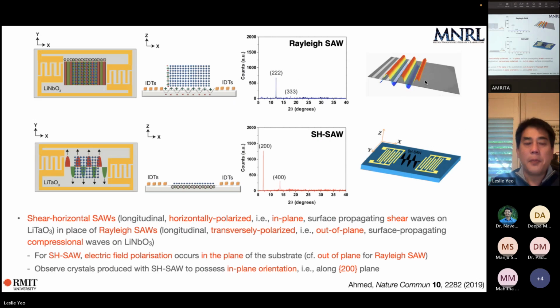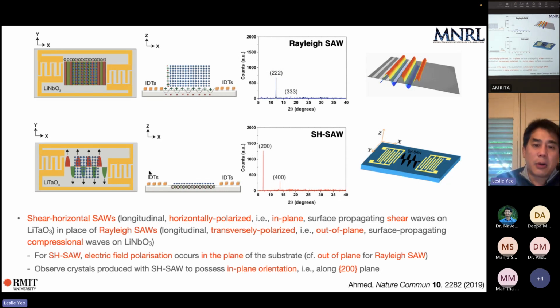But you can actually change to a different piezoelectric material called lithium tantalate. Because of its different polarization, now it's in plane. So it's not like this earthquake. It's what's called a shear horizontal wave. So it's in plane in the piezoelectric material itself, horizontally polarized rather than the transverse polarization here. And the electric field is also in that same plane.